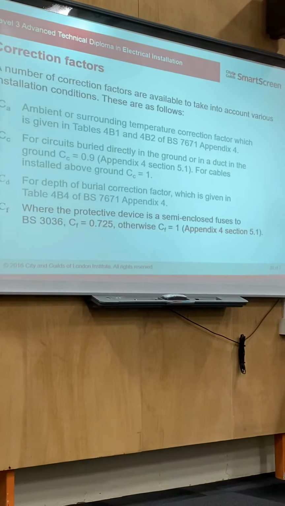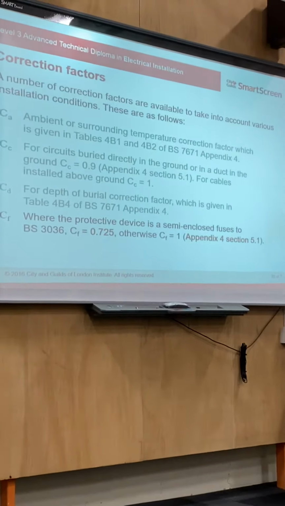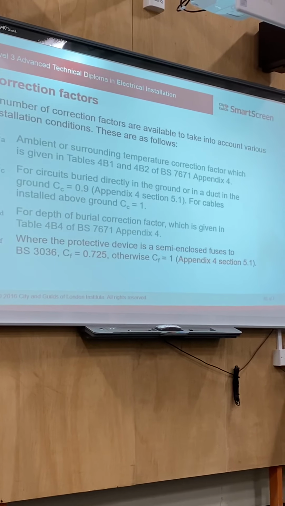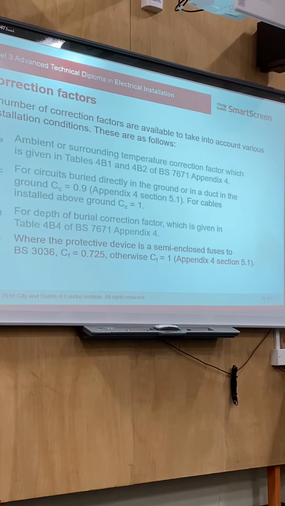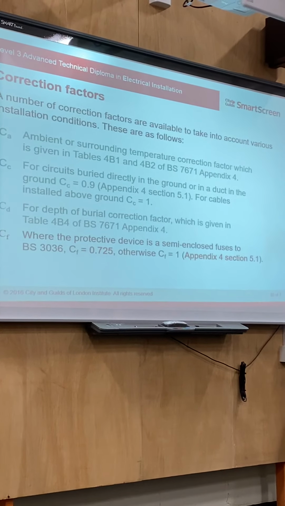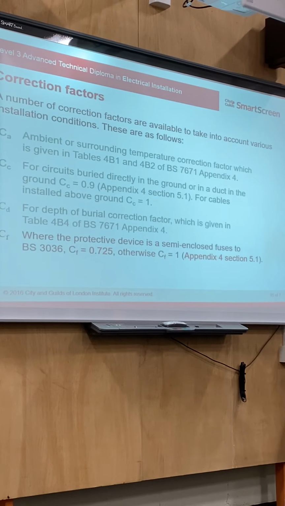Okay. You can see that there's two tables there for the ambient air temperature and ambient ground temperature being 4B2. On the next page, on page 395, we can see the tables. I think CC is not on that page. It is a couple of pages on. We've got the cables buried in the ground in section 5.1.